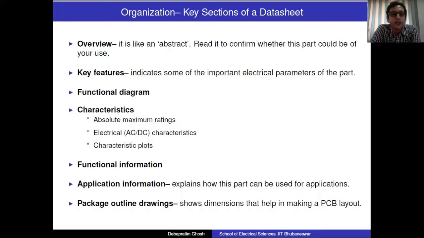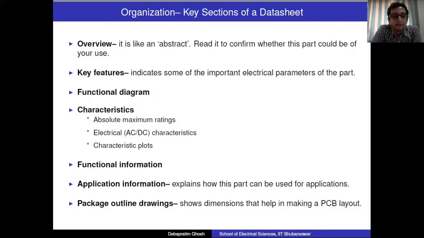So after that comes the functional information. That means how the different parts of the circuit work, and this may be of interest to you if you are deciding to consider this IC seriously. And after that is the application information. How can you use this particular part for a few selected number of applications? This is just to give a helping hand to the designer, help him get started.